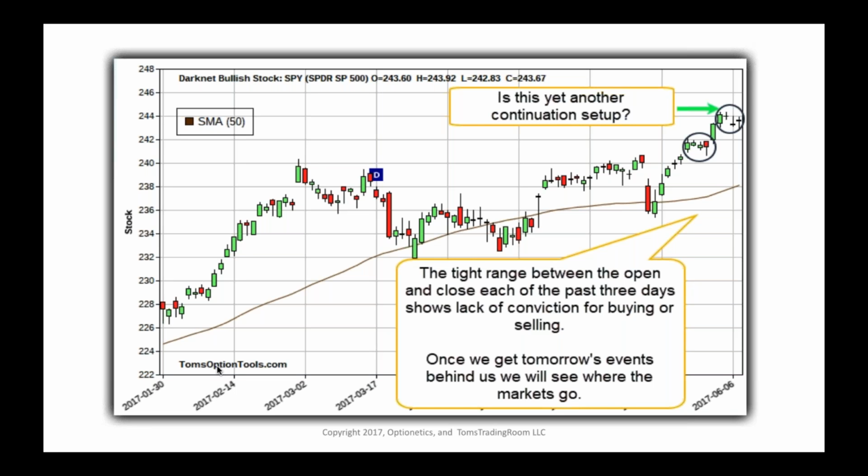So we're looking at the S&P. We're just showing you right now. We talked about this last week, that we were expecting a new high, and that's what ended up occurring. And now we're getting another continuation setup, perhaps. But the ranges are getting tighter and tighter.